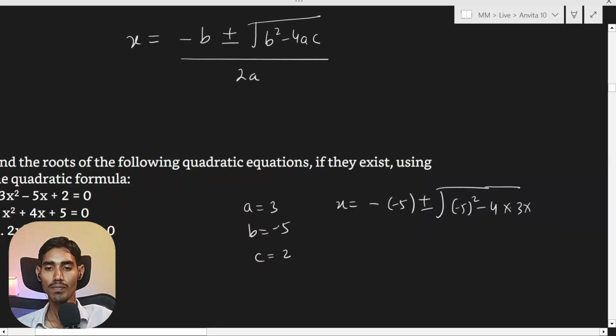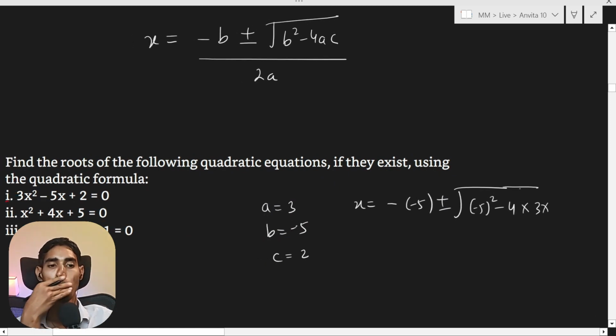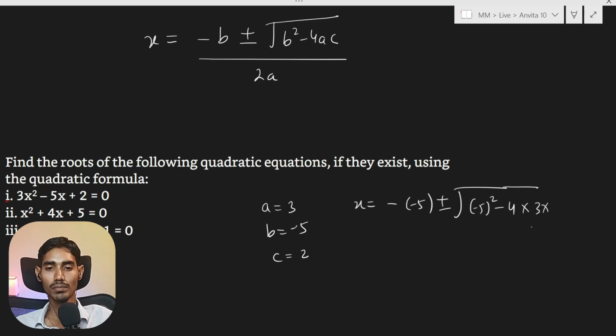Sir, I'm not able to get the question. These quadratic equations are given, and if this sort of question comes in the exam, in this type of question, I don't have the values of a, b, c. You gave them yourself. So in the exam, shall I assume them myself?